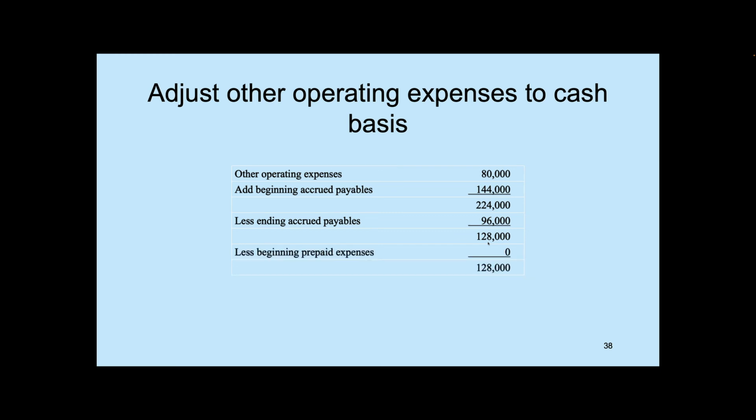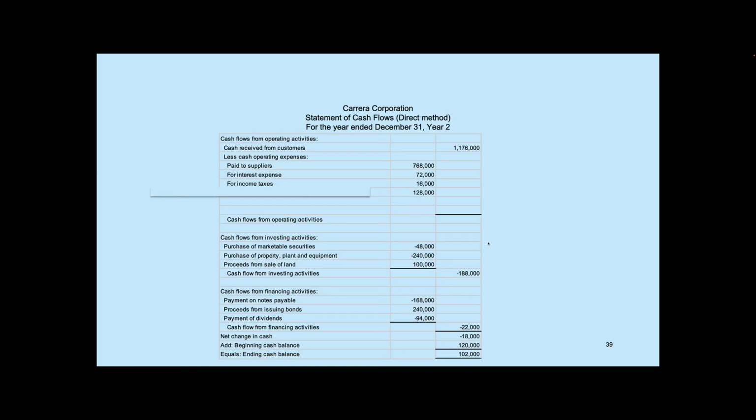And we can also adjust prepaid expenses. If you had that, you would subtract the beginning prepaid expenses because they're already paid, and add the ending because they're paid by the end of the year. We didn't have any of that, so we end up with 128,000 cash paid for operating expenses. And we're going to take that and put it right here.